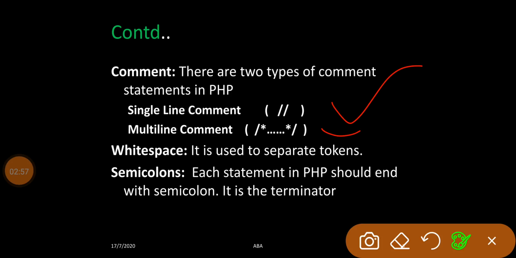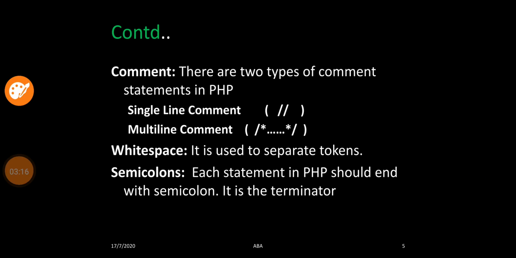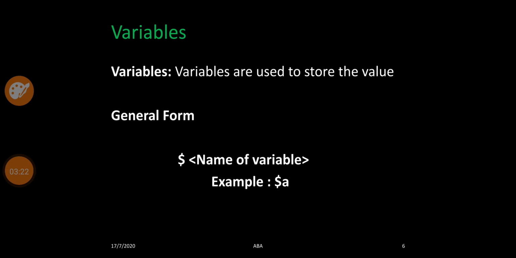The next concept is white space. White space is used to separate tokens. For example, if I write PHP and then some coding, document.write, etc., the white space is used to separate tokens. Semicolon: each statement in PHP should end with a semicolon. That is considered to be a token.